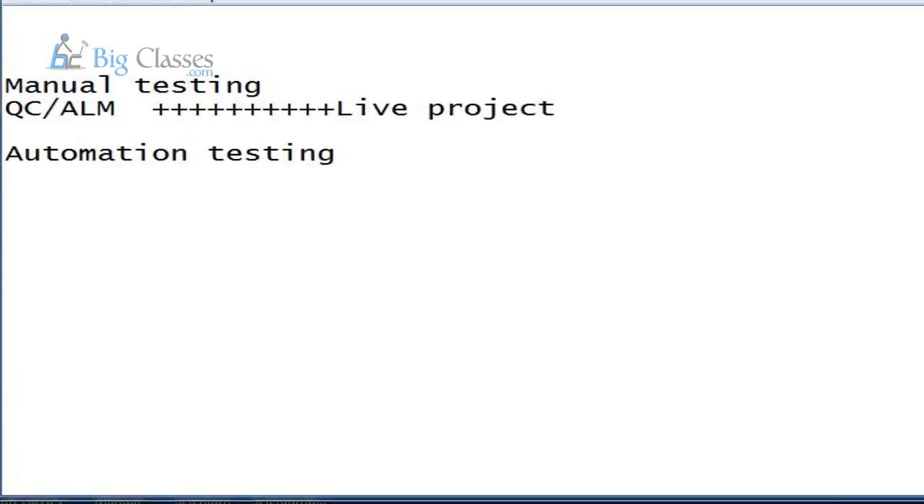In automation testing, our automation tool is Selenium, with a number of live projects, not only one live project, across domains like banking, retail, and travel. I will show the live projects while discussing the Selenium concepts. To complete manual testing and Selenium in total, it will take 40 to 45 days, guys.